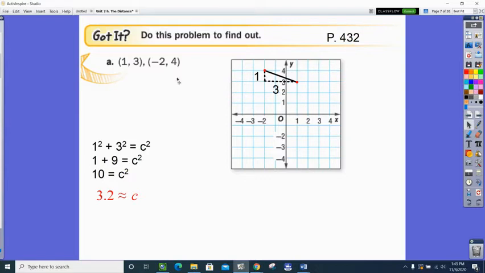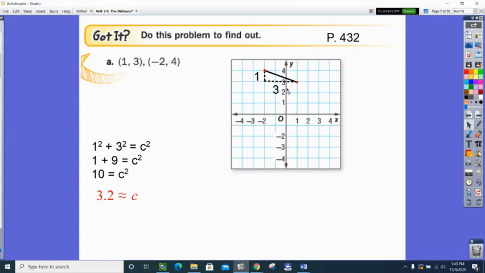Now the x was 1, 2, 3. If I subtract the x's, like -2 minus 1, that gives me -3. But remember, distance can't be negative, so it would be 3. So, there is another way besides counting to be able to get those numbers.